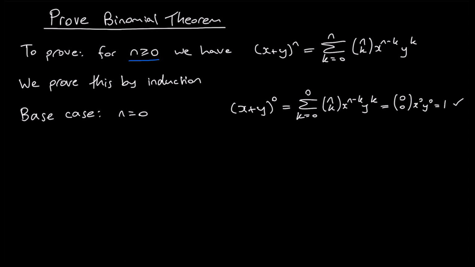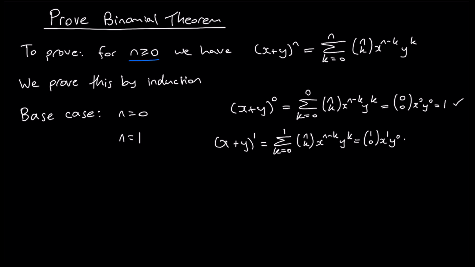And just to be sure, I'm also going to write n equals 1. I don't need to. n equals 0 covers this proof as a base case, but I will also write the n equals 1 case just so you see it. So that is actually going to also be this, because if I write out that notation, I get 1 choose 0, x to the 1, y to the 0, plus 1 choose 1, x to the 0, y to the 1, which is x plus y.